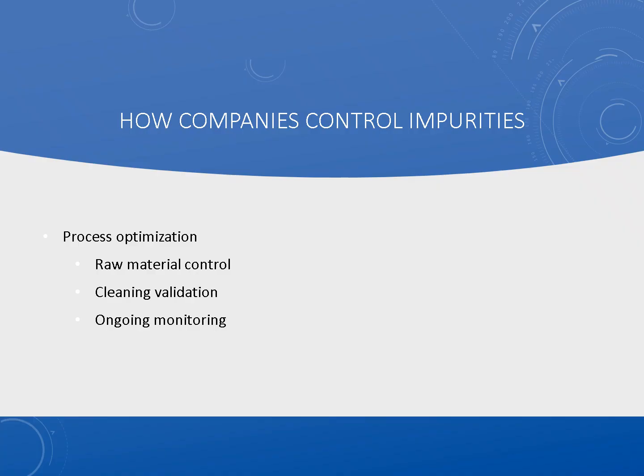Effective impurity control starts with preventing impurities from forming in the first place. Pharmaceutical companies optimize manufacturing processes, carefully control raw materials and suppliers, and validate cleaning procedures to avoid cross-contamination. Ongoing monitoring through stability testing and trend analysis helps ensure consistent impurity control. Strong impurity management reflects a robust pharmaceutical quality system.